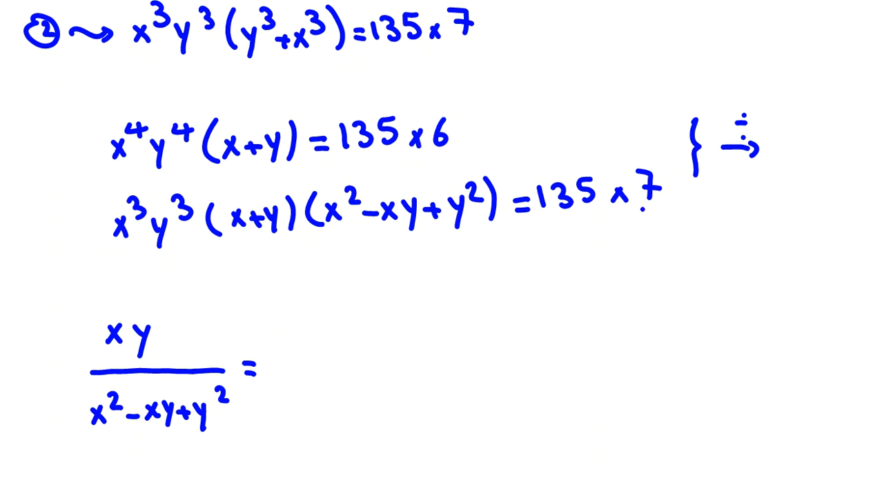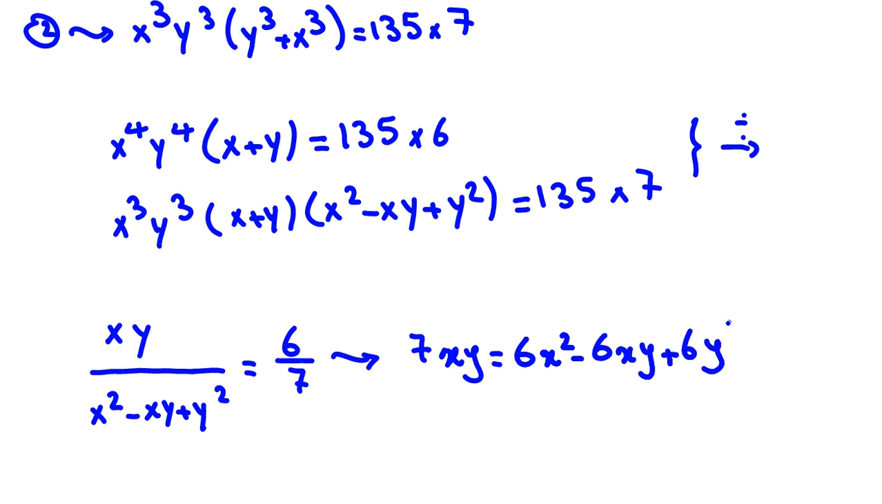135 times 6 over 135 times 7. 135 will be cancelled on the right hand side. It will be 6 over 7. If we cross multiply, it will be 7 times xy on the left, and on the right side 6x squared minus 6xy plus 6y squared.